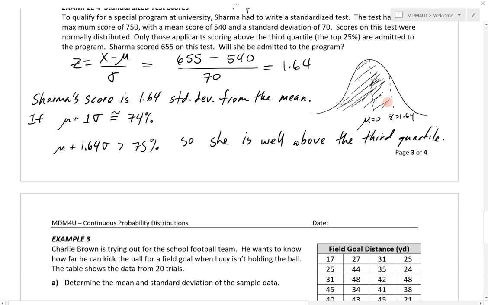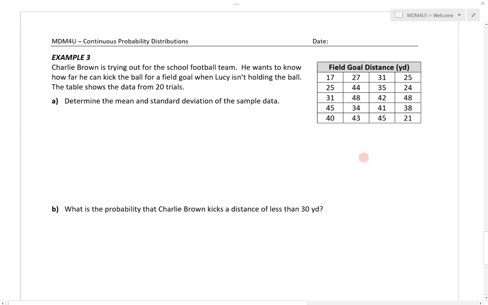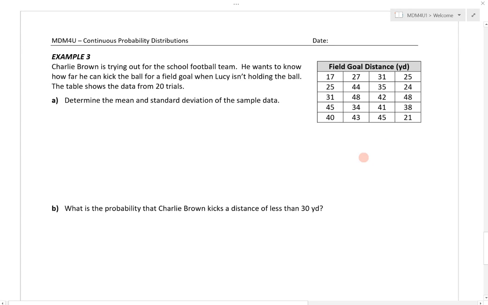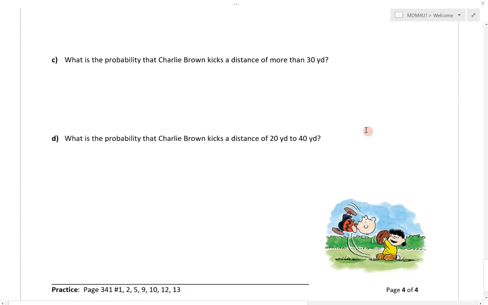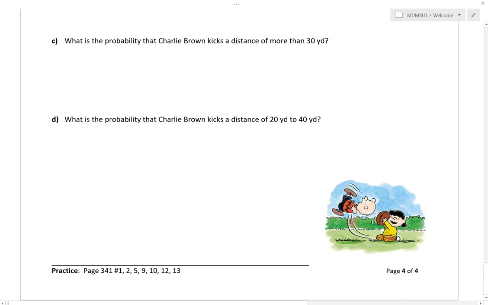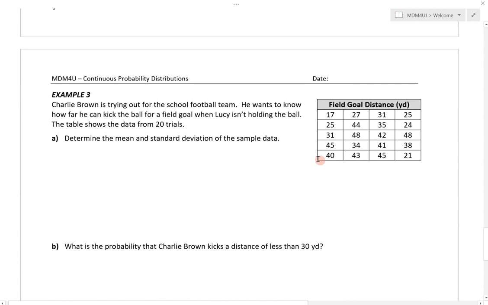Okay, let's look at example number 3. Charlie Brown is trying out for the school football team. He wants to know how far he can kick the ball for a field goal when Lucy isn't holding the ball. The table shows the data from 20 trials. If you don't know Charlie Brown comics, Lucy always holds the ball. Charlie tries to kick it, but she takes the ball away, and a good laugh ensues. So this is the situation. Here are the different trials, 20 different trials. Part A: determine the mean and standard deviation of the sample data.